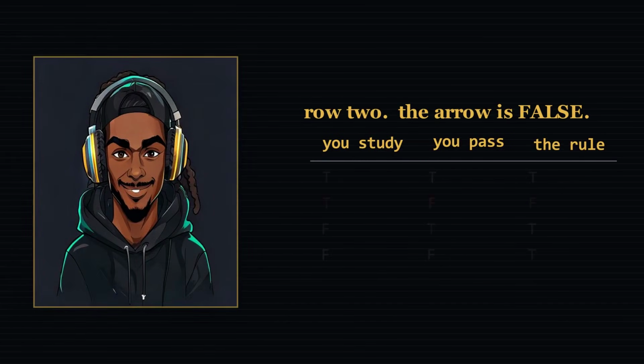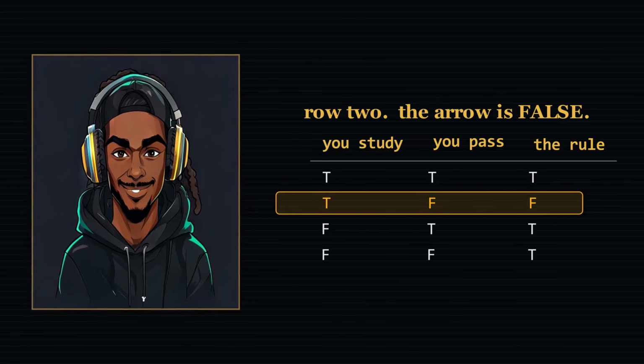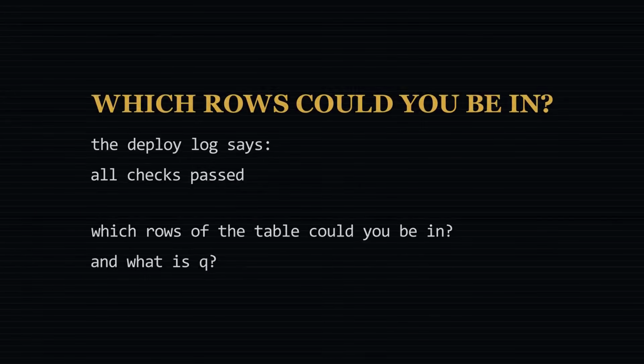P true, Q false, row 2, the amber row, the arrow is false. Studying implies passing was the rule and you just broke it. That is the only row where you can say the rule was wrong. Next, the deploy log says all checks passed. Which rows of the table could you be in, and what is Q? Pause it if you need to.